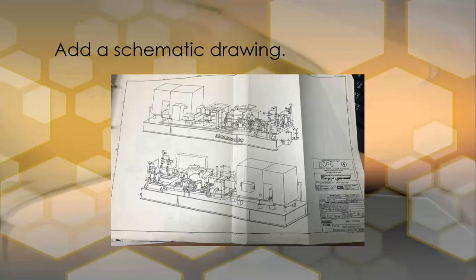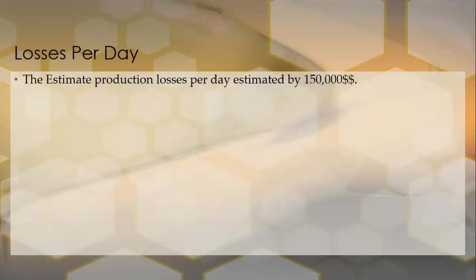This schematic drawing of the compressor shows the motor part driving the gearbox part to the compressor, and the last part is a loop oil system. The estimated production losses per day of stoppage for this compressor is about $150,000 US.